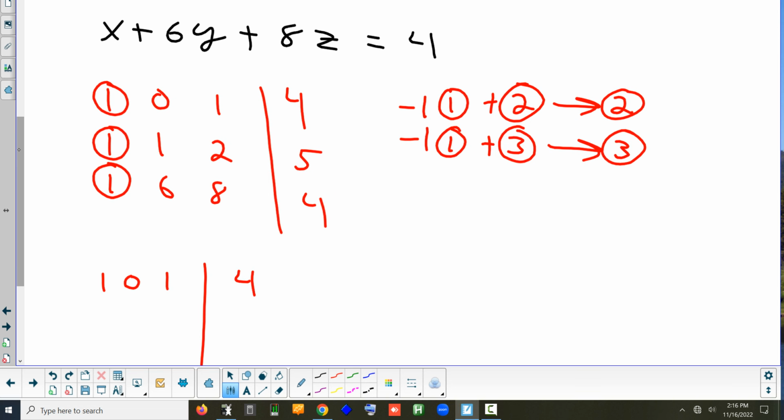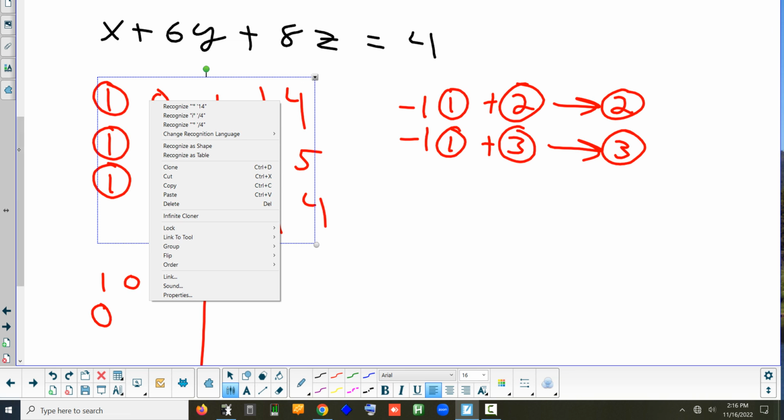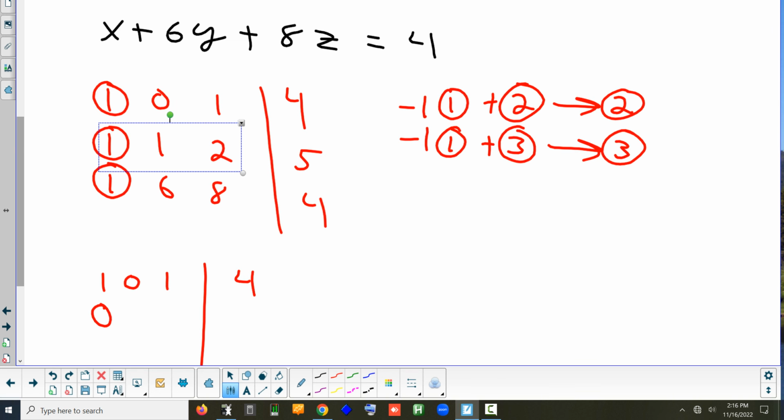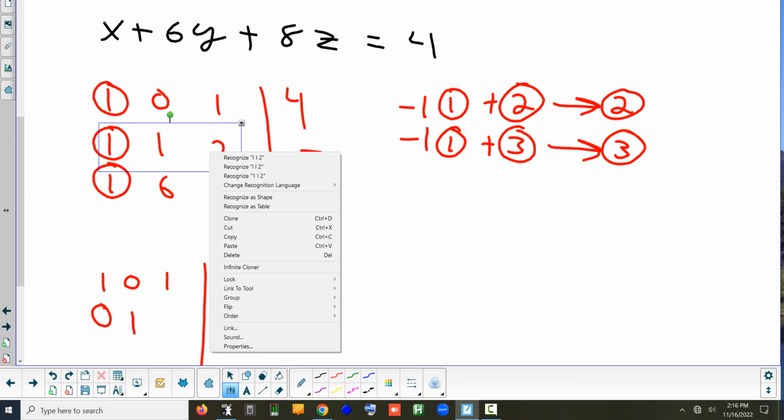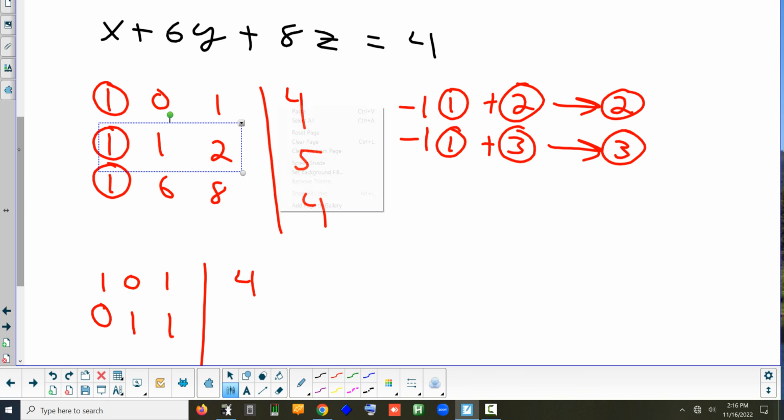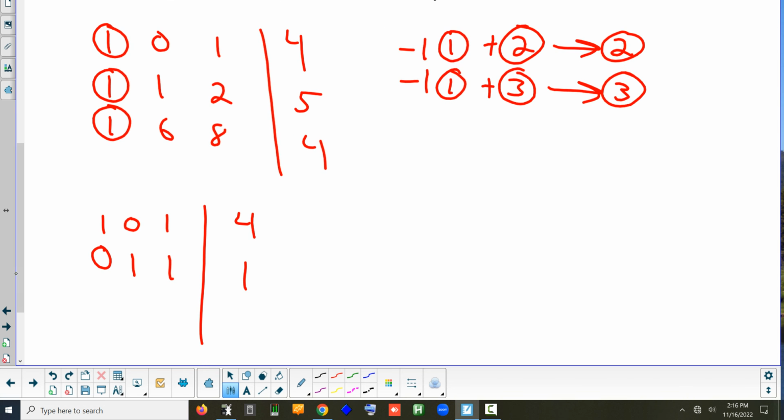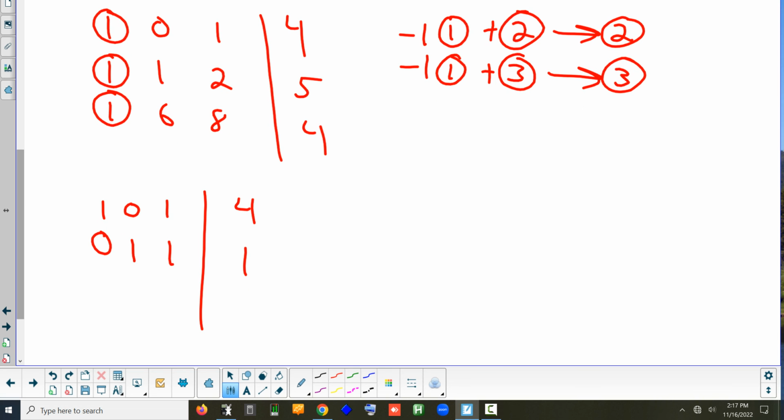Now, multiply everything by -1 and add it to row 2. What's 1 times -1? Plus 1. 0. 0 times -1? Plus 1. 1. 1 times -1? -1 plus 2. 1. What's 4 times -1? Plus 5. 1. A row of 1s is great because that's easy numbers to work with, so that's good. No fractions this time right here.